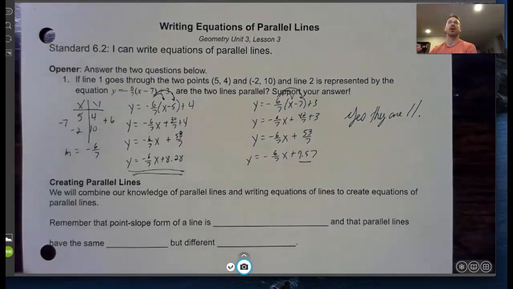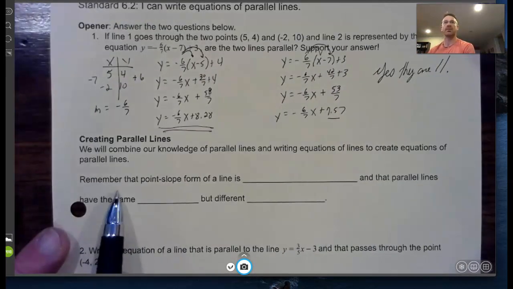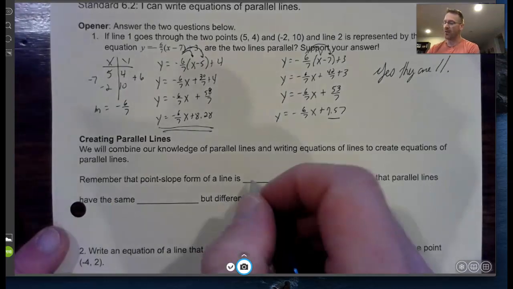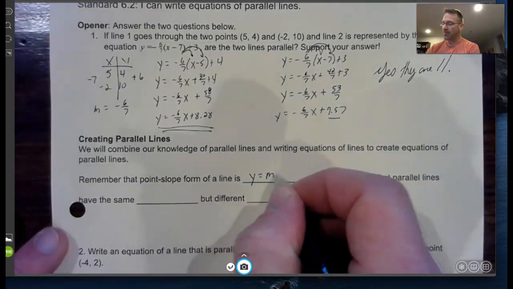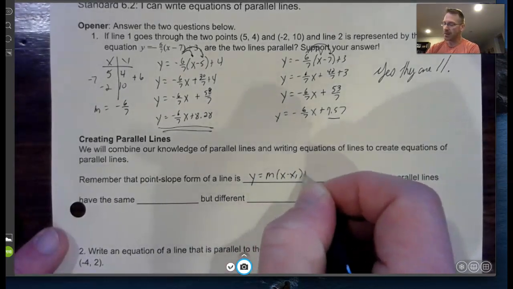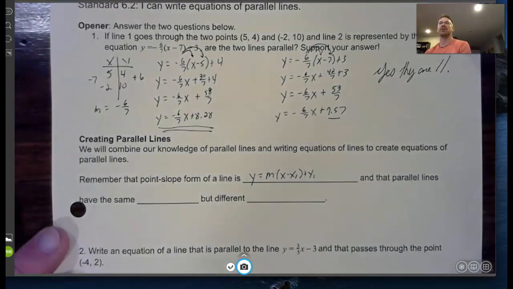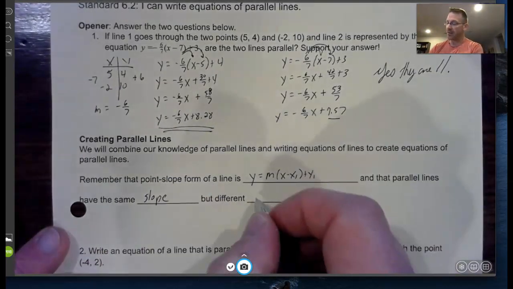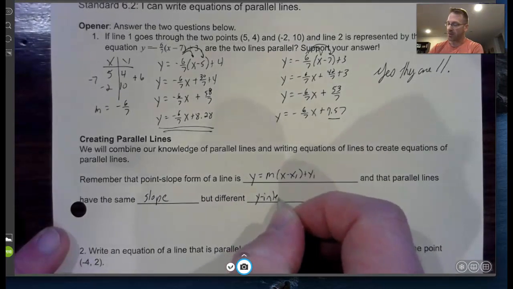So now let's talk about creating or writing equations of parallel lines. What we need to remember is that the easiest way to write an equation of a line is point slope form. And that form is this: y = m(x - x1) + y1. And that parallel lines have the same slope and different y-intercepts, which is what you just did in the opener.